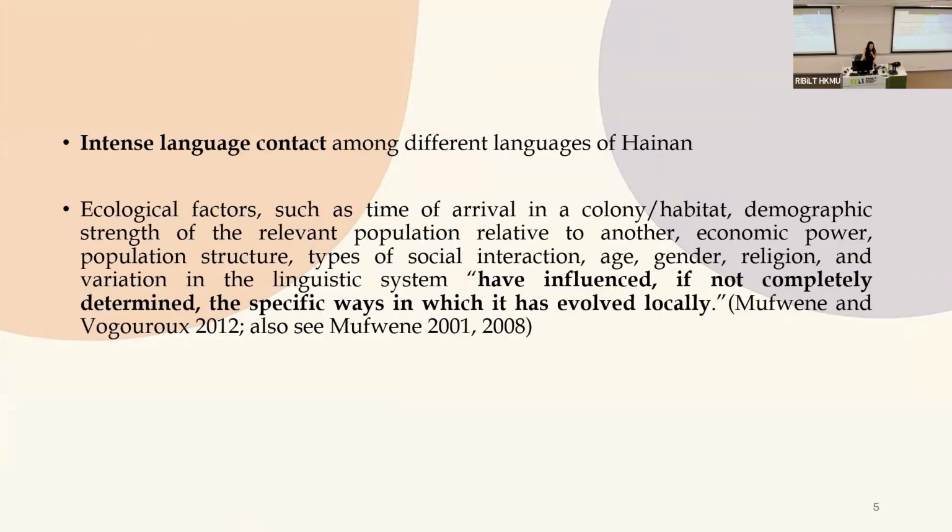However, the effect of language contact is not uniform for all languages involved. Scholars like Professor Salikoko Mufwene have pointed out that ecological factors such as the time of arrival, demographic strength, economic power, population structure, and types of social interaction have influenced, if not completely determined, the specific ways in which a language has evolved locally. So we can't say that because we have language contact on the island, all languages involved will evolve in the same way. We have to look into the details of the mode of contact.